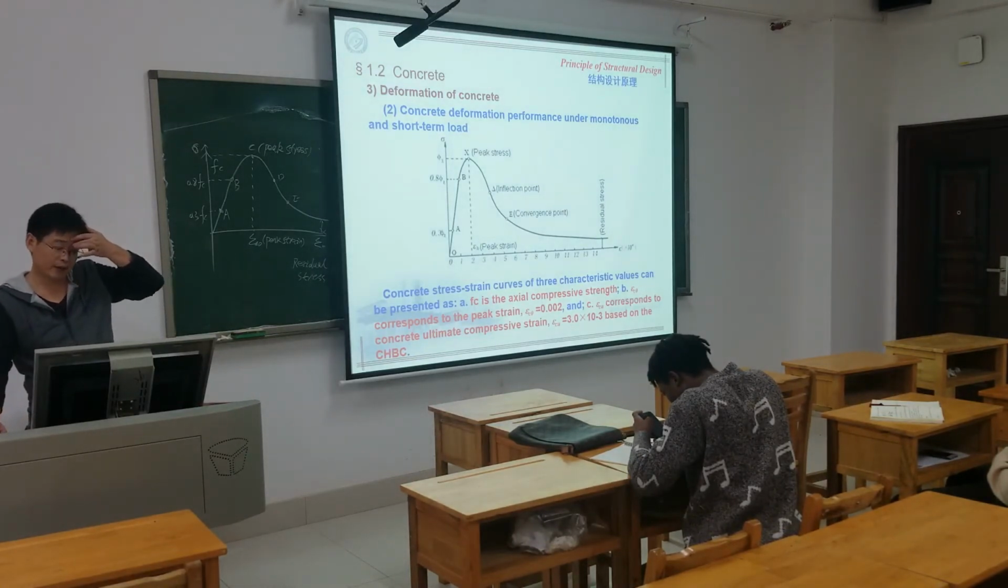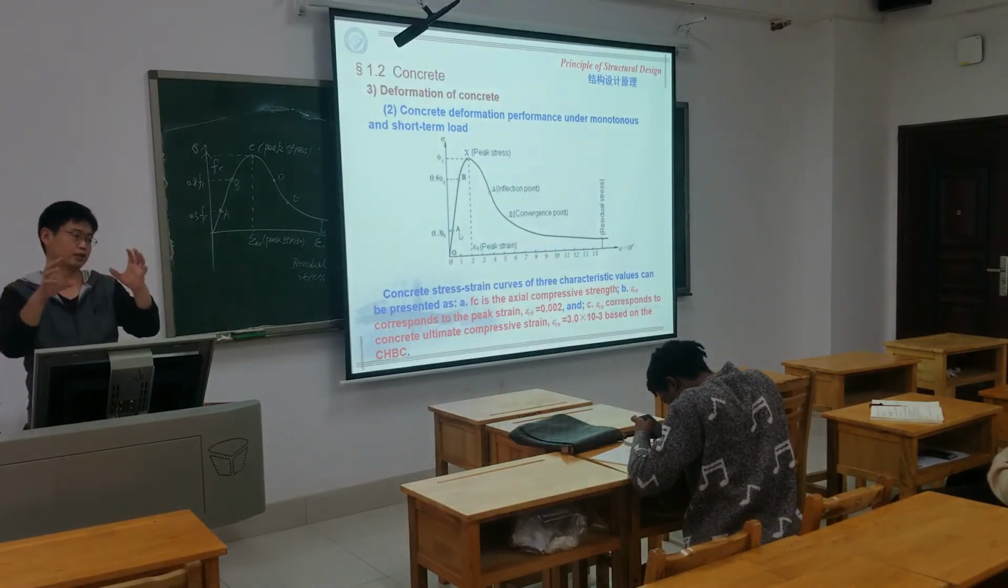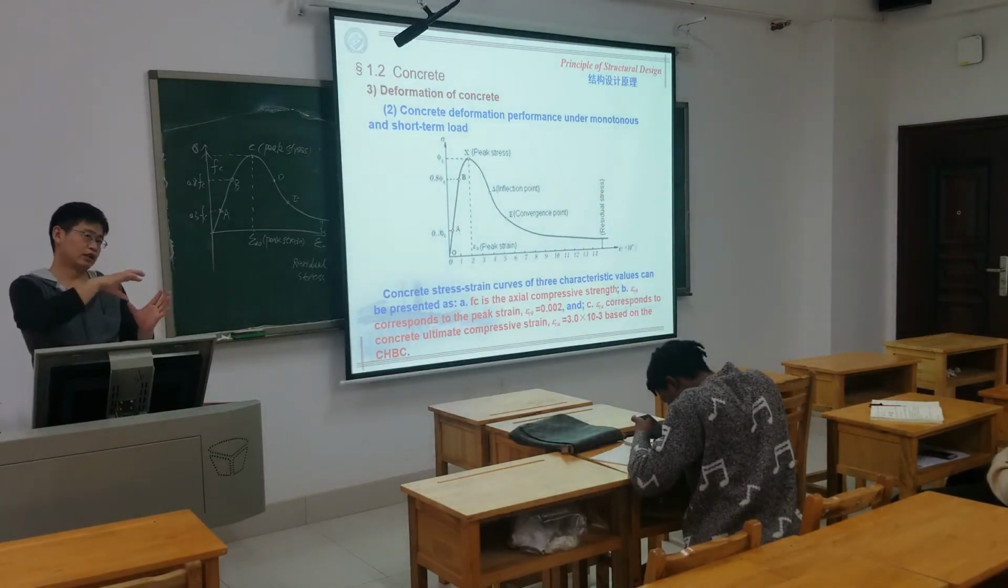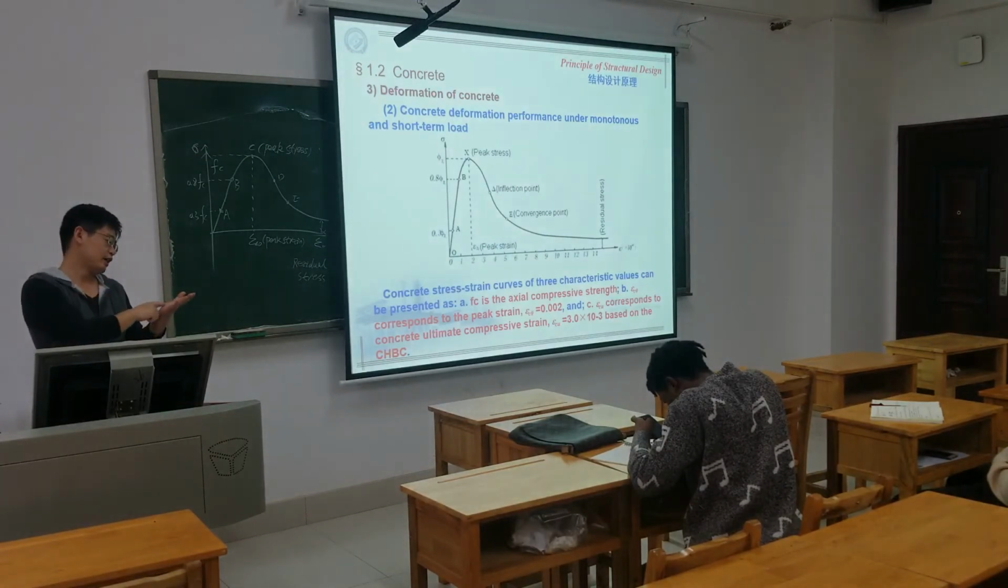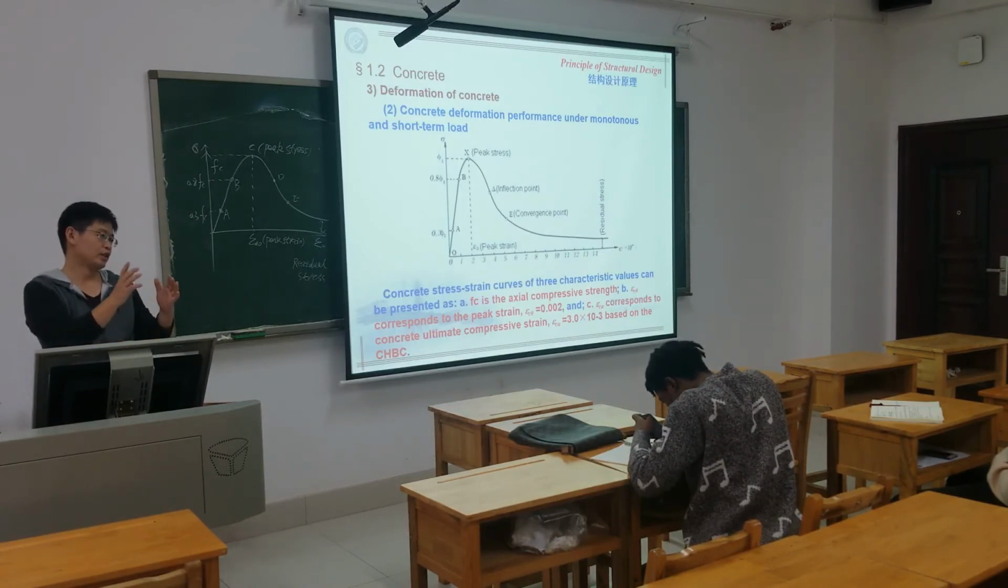I mean, from A to X, the concrete is working like an elastic material, not just, it's not exactly like an elastic material. Actually, elastic material means the stress and strain have a fixed proportional relation. But if the material is plastic, the ratio between the stress and strain actually is changed. It's not fixed.